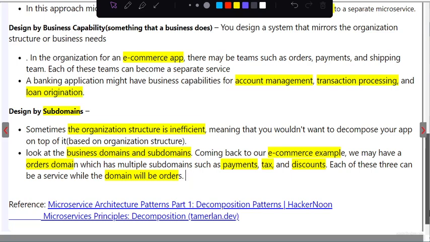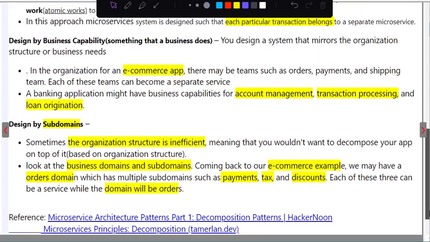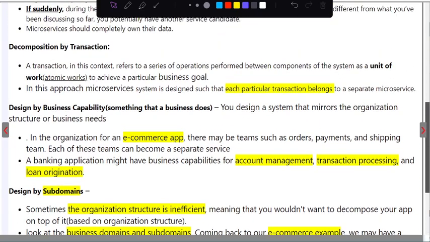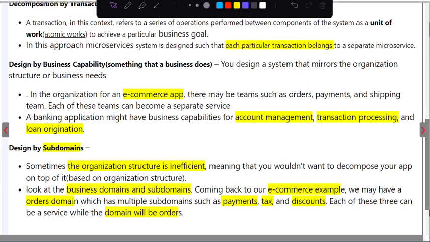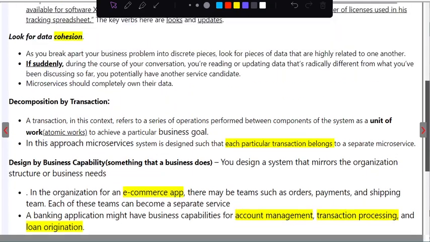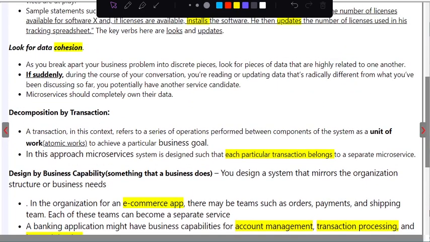So these are the different guidelines. If the organization structure is working, then take the organization department as a microservice. If the organization structure is inefficient, then look at the business description in the domain and subdomain; the subdomain will be the microservice. If there is a highly transactional business problem, then look at the transaction. Each transaction should be executed within a microservice so that it is atomic.